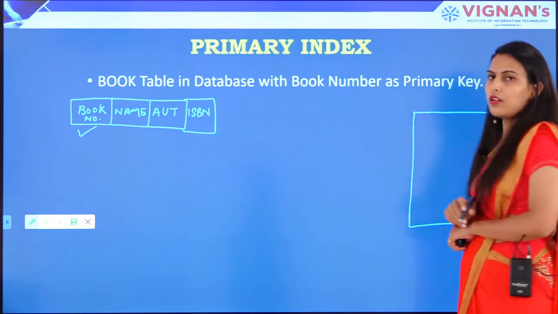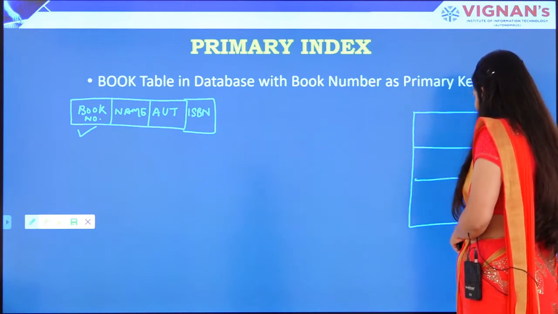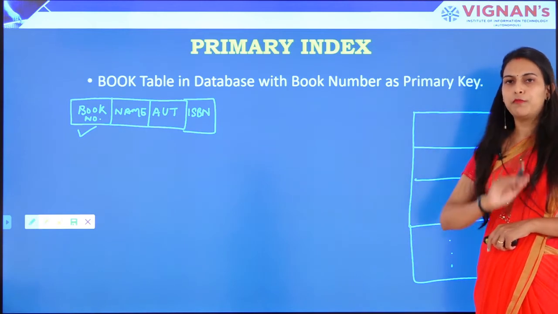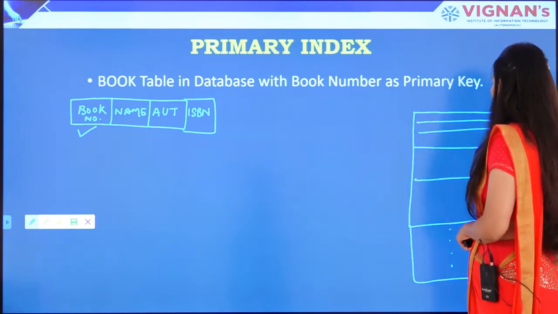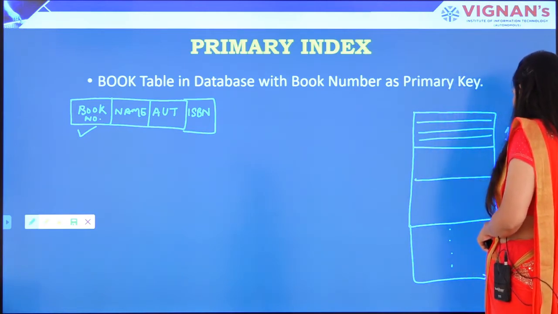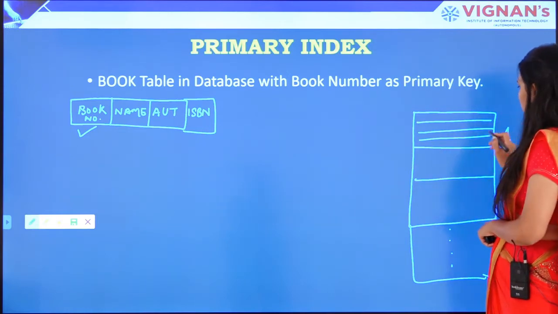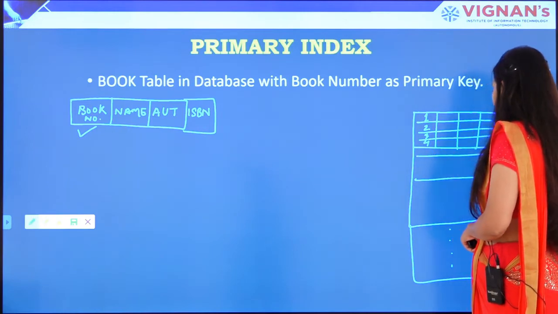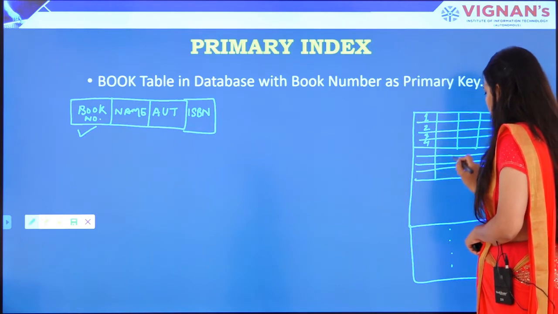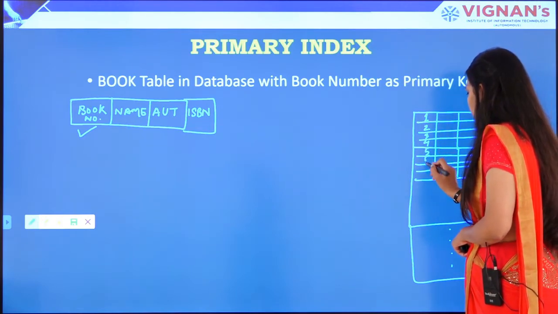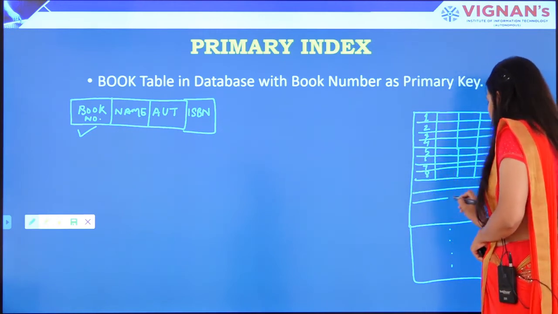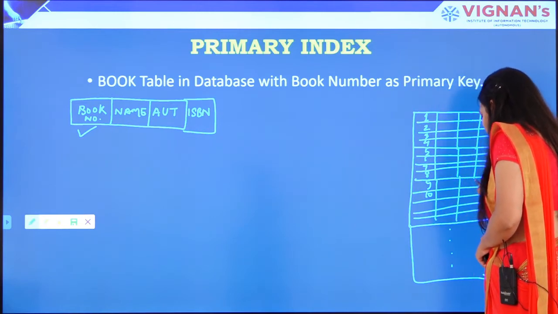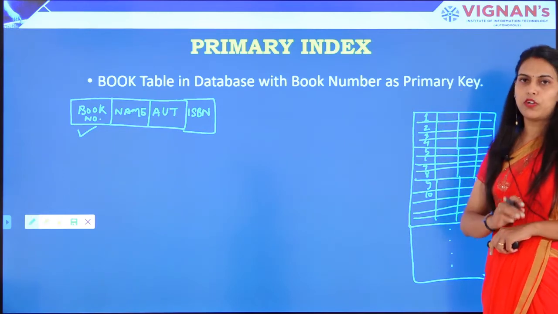Suppose this is the hard disk, and we have different blocks in the hard disk, and in each block we will keep 4 records, for example. Here this is block number 1, block number 2, block number 3 and so on. In block 1 I am keeping 4 records with book numbers 1, 2, 3, 4. In the second block I will keep 4 records with book numbers 5, 6, 7, 8. In the third block I will keep 4 records starting with book number 9, 10 and so on. So in each block we are keeping 4 records in this example.